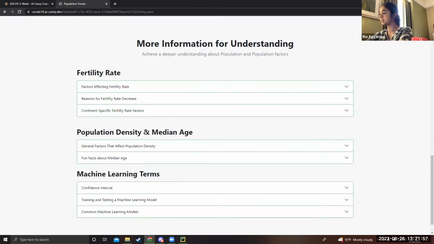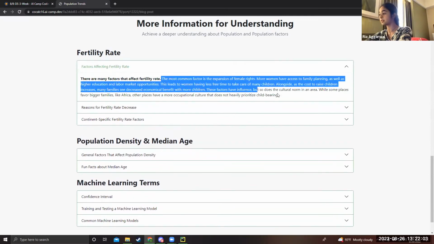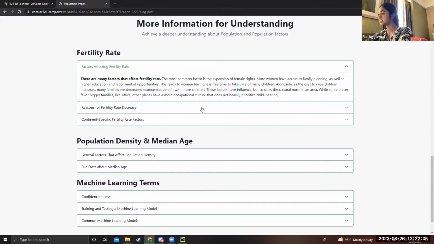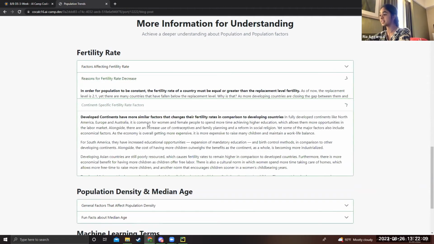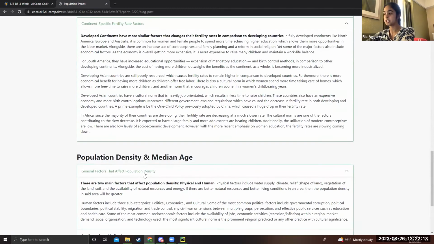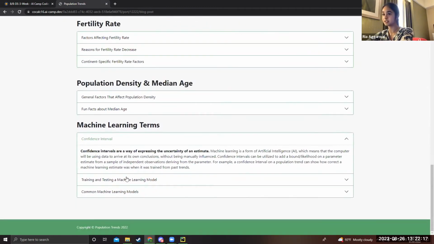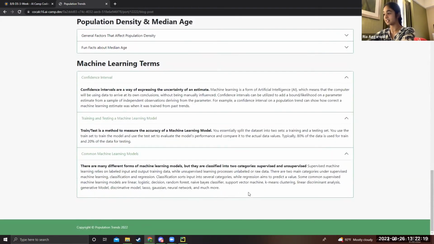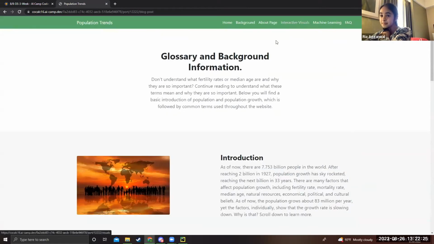And that's pretty neat. And if you continue scrolling, you see more information about each of these population factors. So if you want to learn more about what affects fertility rate in general, or what affects population density and median age, you can click down these accordion dropdowns and see more information. Or if you just want to know more about machine learning, such as confidence intervals, training and testing a machine learning model, which we'll get to a little later, you can do so as such.